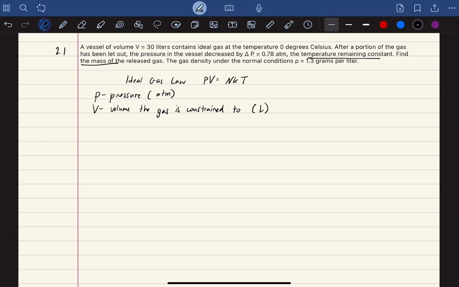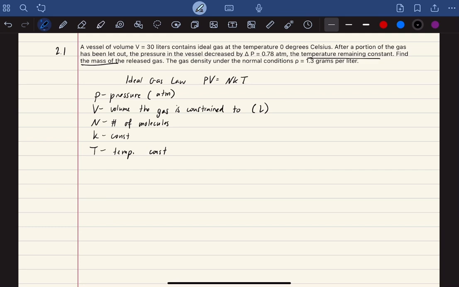N is the number of molecules. K is a constant, and T is the temperature, which in this problem is also constant, so it's isothermal. We'll just label it as constant.